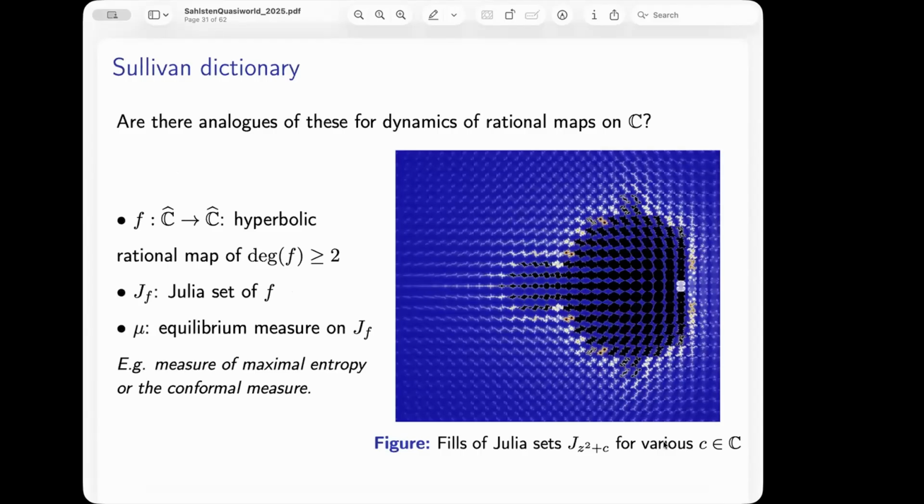Okay, that's the parabolic case, and now the Sullivan dictionary analogues of these questions. Take a hyperbolic rational map of degree at least 2, and then you have these Julia sets. Here's a picture of lots of Julia sets picked from the Mandelbrot set. You can see how they change when the c changes. They look like a circle near the middle, and then there's the parabolic part near the end of the Mandelbrot set, and all these other ones. There are measures you can put on the boundary, like the measure of maximal entropy or the conformal measure. There are lots of different measures in the study that see the fractal geometry of the boundary in a similar way to the Patterson-Sullivan measure.